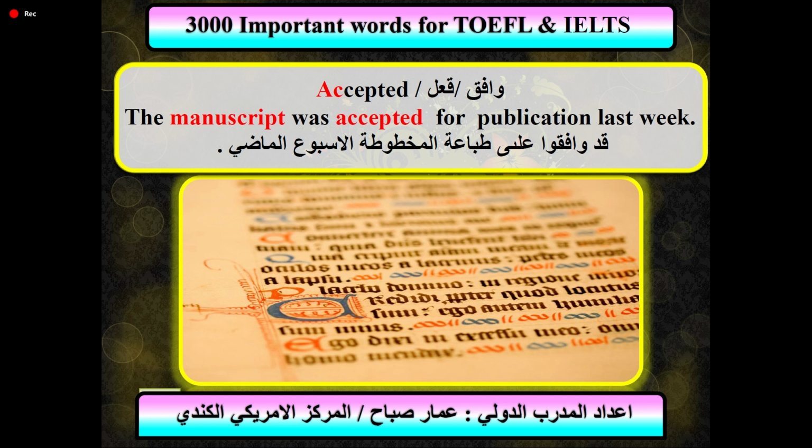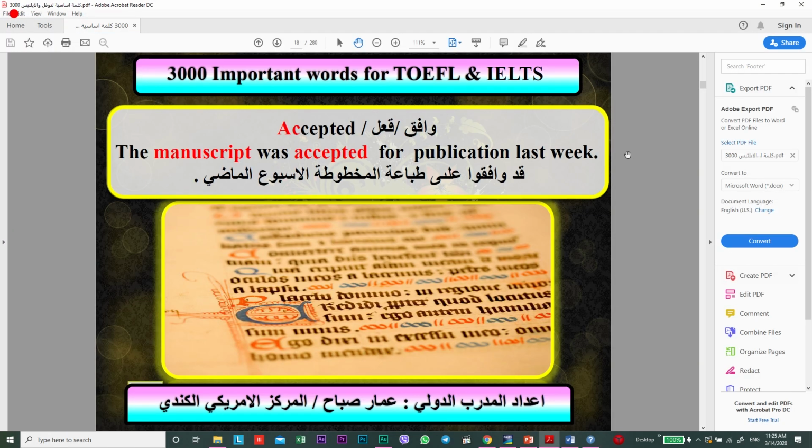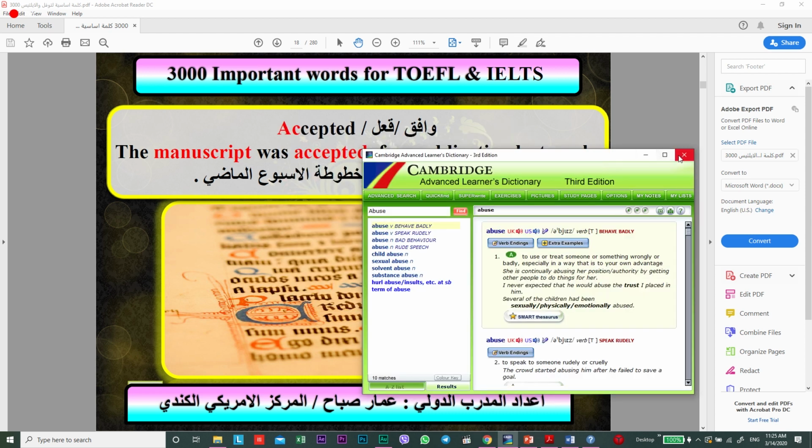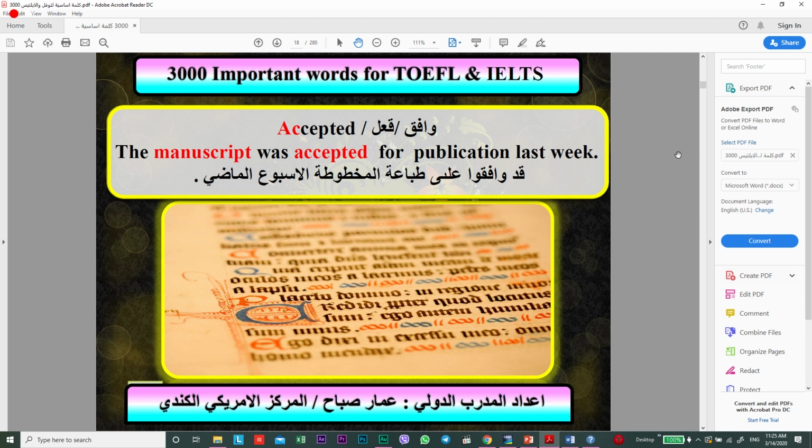The next one we have accepted. Accept means to agree. Accepted means agreed. The manuscript was accepted. Or for example, my manager accepted my new idea. The new manager accepted my new project. Accept in the present, accepted in the past. Clear?